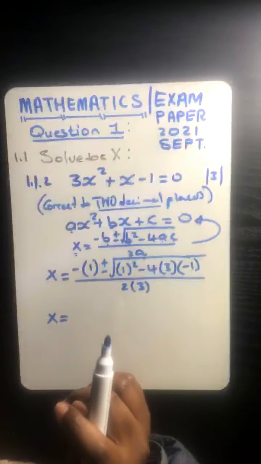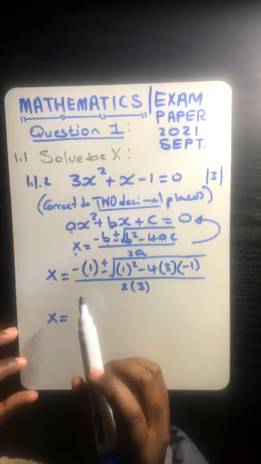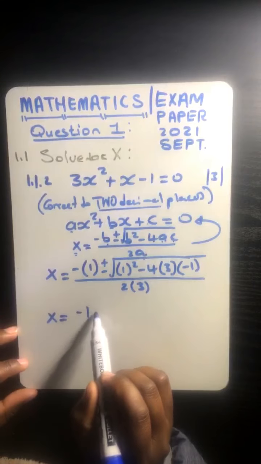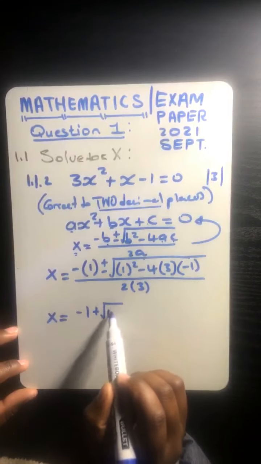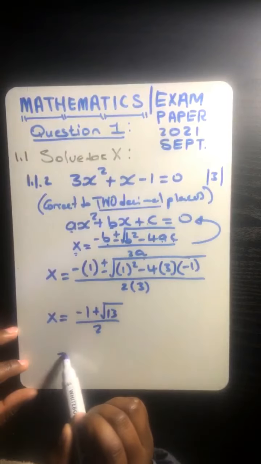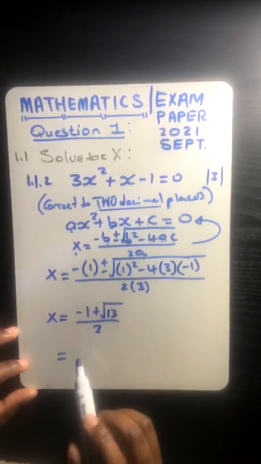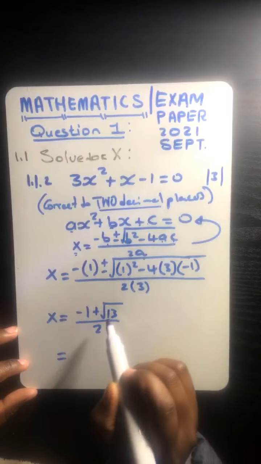Are you still fighting the calculator, guys? It's giving us negative 1 plus square root of 13 all over 6. Then you can give the decimal for this one. What is it in the form of a decimal?